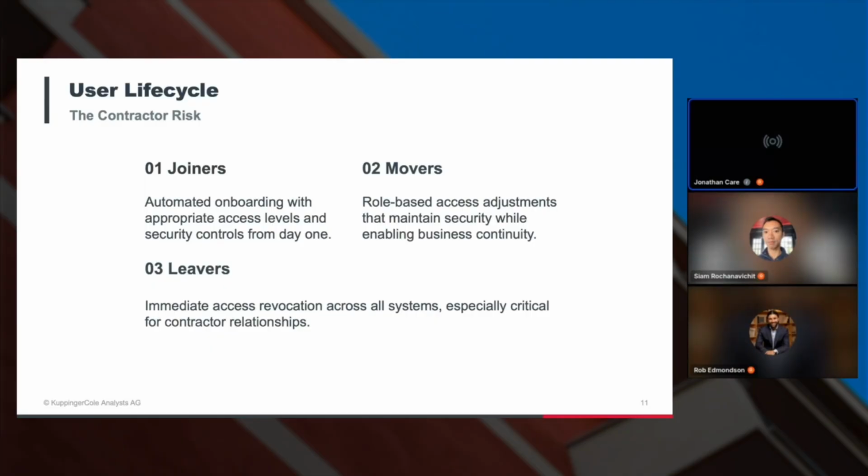It's critical to have a robust user lifecycle management process to onboard, manage, and offboard contractors effectively. And we've always talked about the joiners, movers, and leavers problem. This throws it into sharp relief. For joiners, we need to ensure that automated onboarding with the appropriate access levels and security controls exists from day one. As contractors move roles, as they do, or change responsibilities, as they do, we need to ensure their access is adjusted accordingly to maintain security while enabling business continuity, and indeed operational continuity as well.